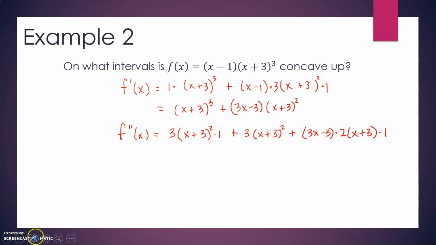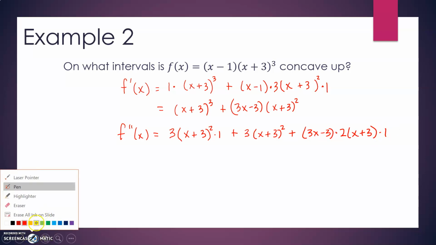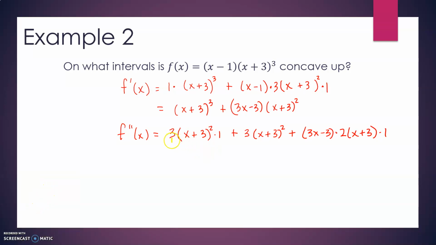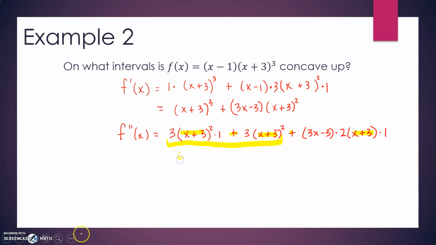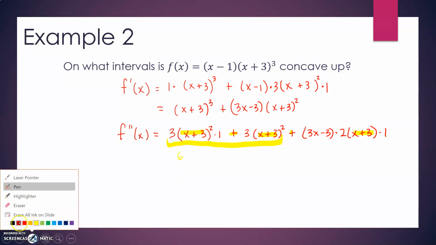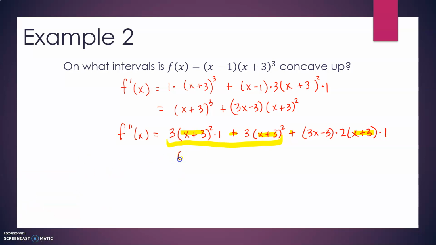Now, as I look at f double prime, I see that I have 3 terms because there are 3 plus signs, and each of those terms has an x plus 3 in it. So I'm going to factor that x plus 3 out. Actually, before I do that, I'm going to add these two like terms together. I missed that part. So these are like terms. So let's go ahead and add those together. Oops, not in yellow because that's hard to see. So I have 6.